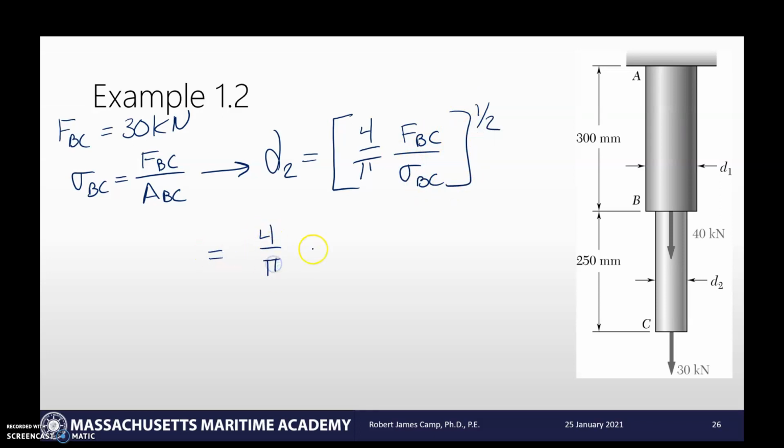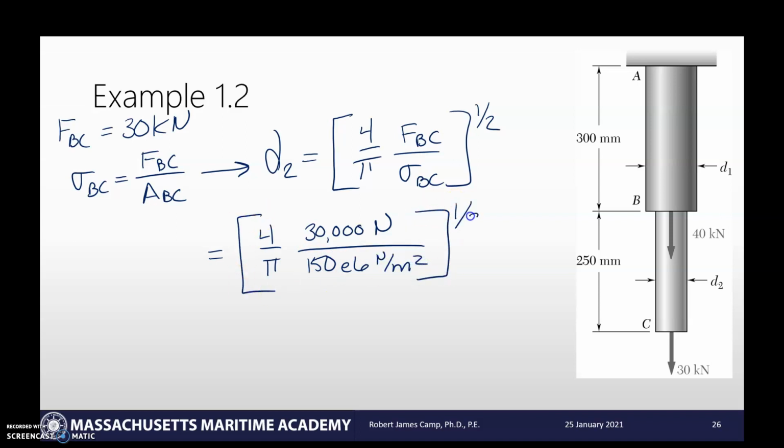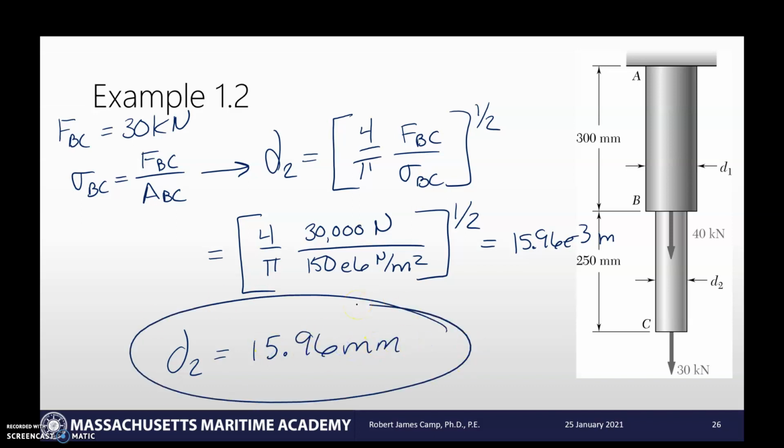So 4 over pi, force in BC was 30,000 newtons. The allowable stress in BC was 150 megapascals, so 150 times 10 to the 6 newtons per meter squared. Take the square root of that entire thing, and we will get 15.96 times 10 to the negative third meters. And so what does that work out to be? Well, that is 15.96 millimeters. Any smaller than that, and our internal stress will be greater than our allowable stress.